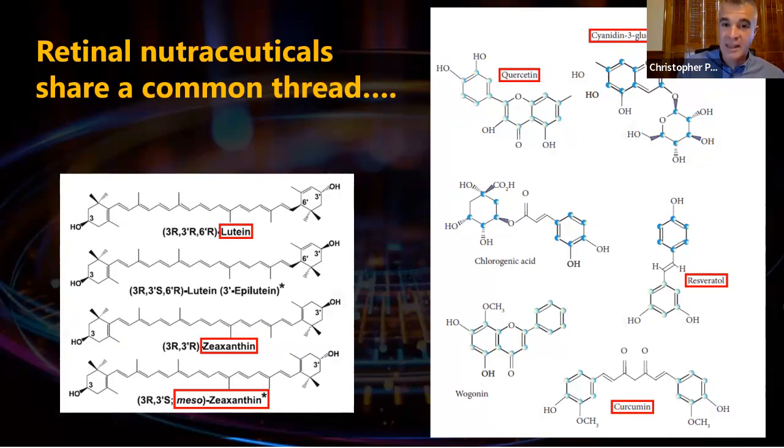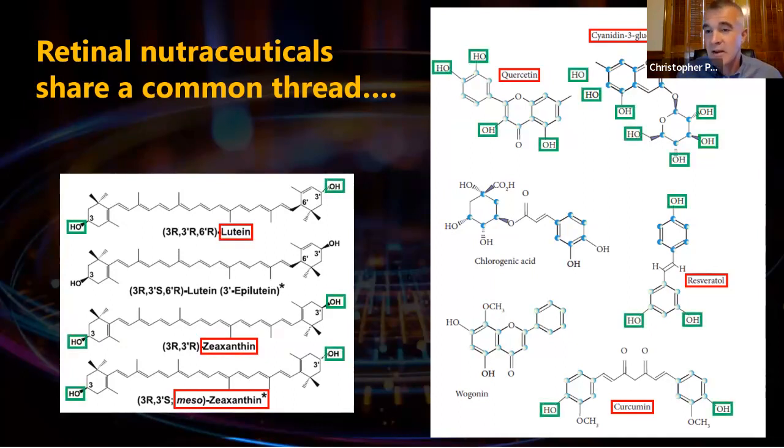But the one key is those hydroxyl groups, because that hydroxyl group is king. That hydroxyl group is what allows donation and acceptance of electrons. So when it's neutralizing a free radical, when it's scavenging singlet oxygen, this is what matters. It's that hydroxyl group, and the most effective retinal nutraceuticals tend to have the highest numbers of hydroxyl groups.